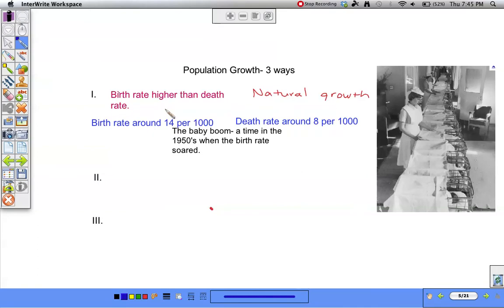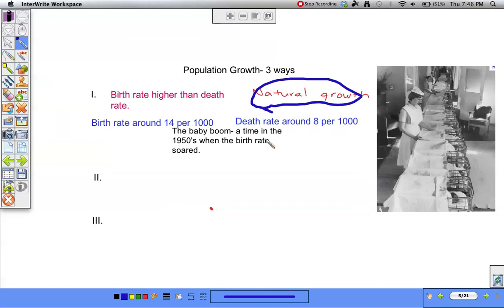So first we have the birth rate higher than death rate. What that refers to is called natural growth, I should say. Currently the United States is experiencing natural growth. We have a birth rate about 14 per 1,000, which means if you took America and you broke it down to 1,000 people, 14 of them would have been newborns that year. And our current death rate is around 8 per 1,000. So 8 out of 1,000 Americans die each year. And that birth rate is higher than the death rate. Therefore, you do see what we call natural growth, right?